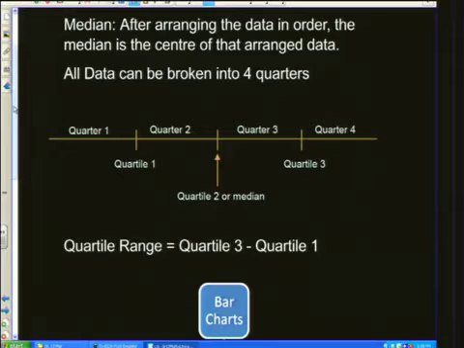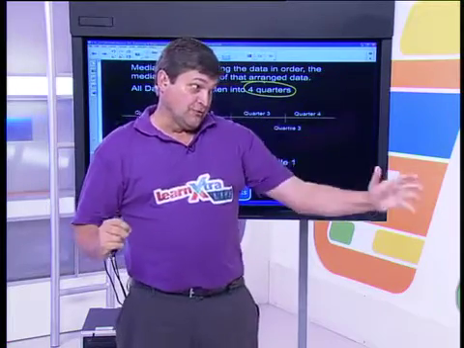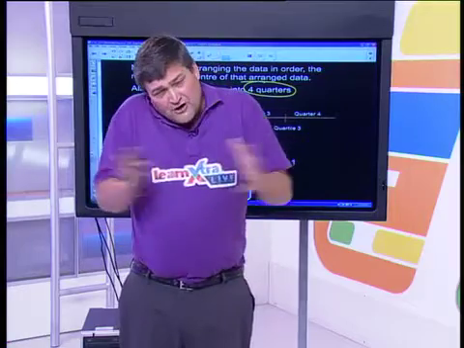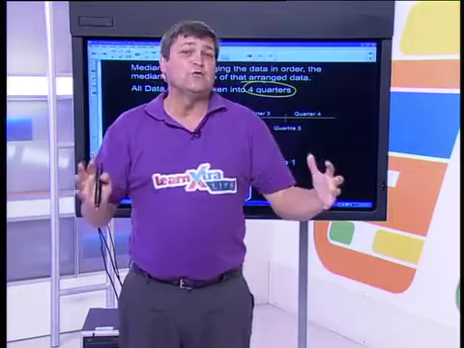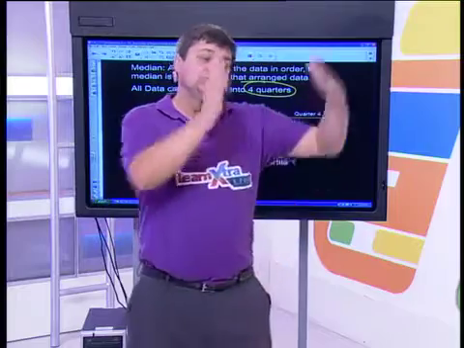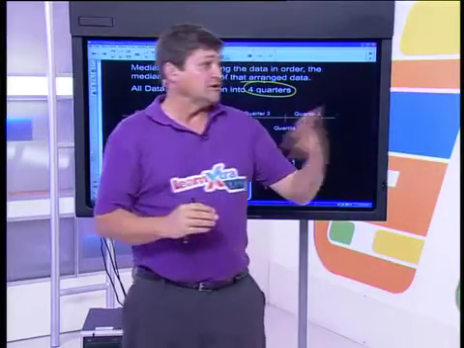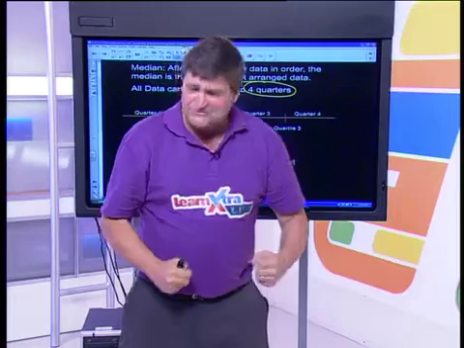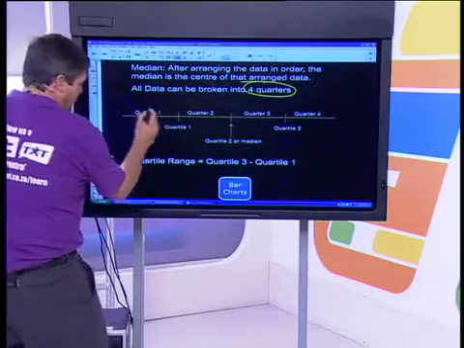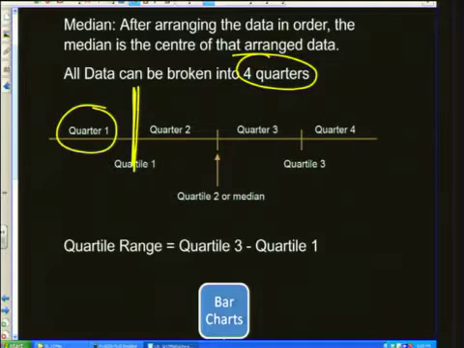Now, all data can be broken up into 4 quarters. I get a set of data, I arrange it in order, from my smallest all the way through to my largest. When I've got all that information arranged in that order, I can cut it up into 4 equal parts. And 4 equal parts are 4 quarters. Absolutely. So we've got quarters. Here we've got quarter 1, from the beginning up to this point here.